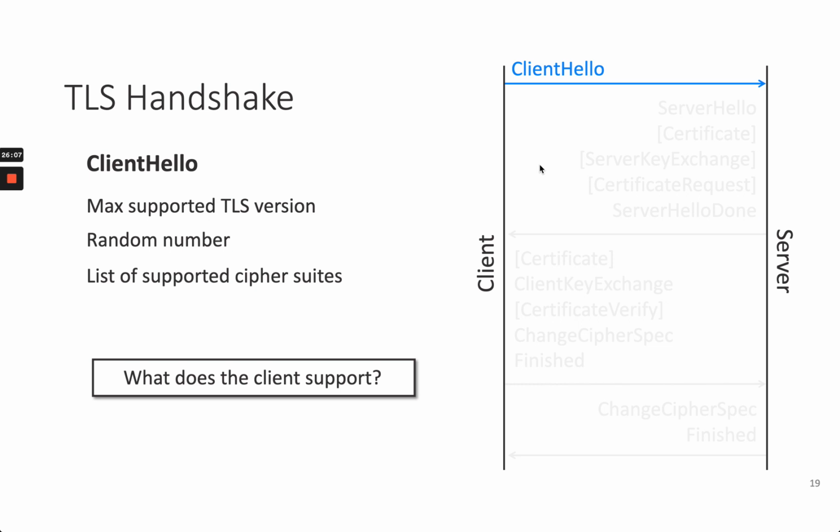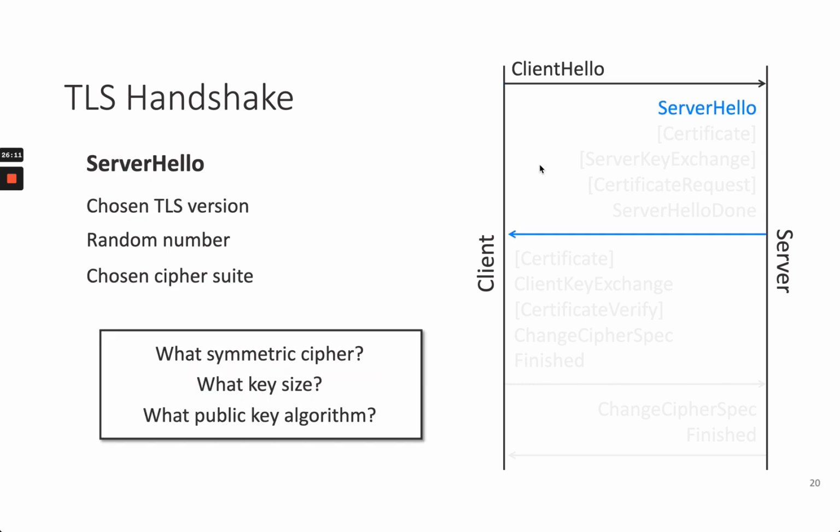Now, the server will then respond with a server hello, right? No surprises, with the chosen TLS version. So they'll pick one, then a random number again from the server, and then a chosen cipher suite.